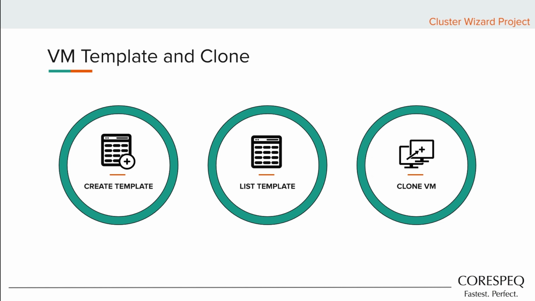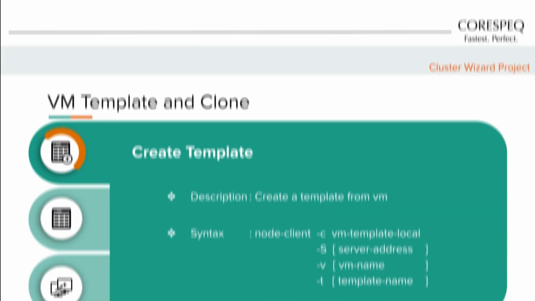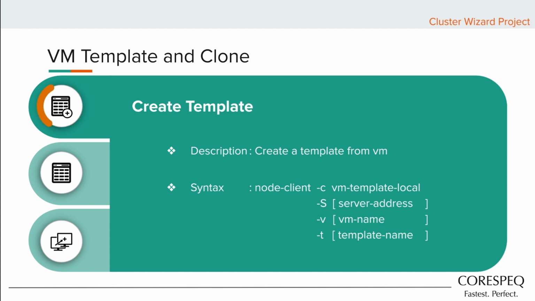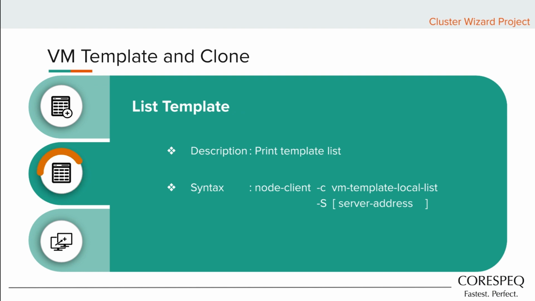Let's have a look at the syntax for the commands used for creating templates and clones. The VM template local command creates a template from a server's VM. This command needs the server address, VM name, and template name as the inputs. The VM template local list command prints a list of templates on the specified server. This command needs the server address as the input.